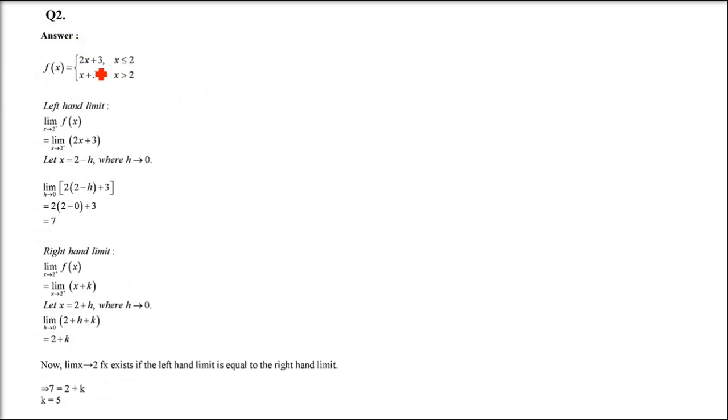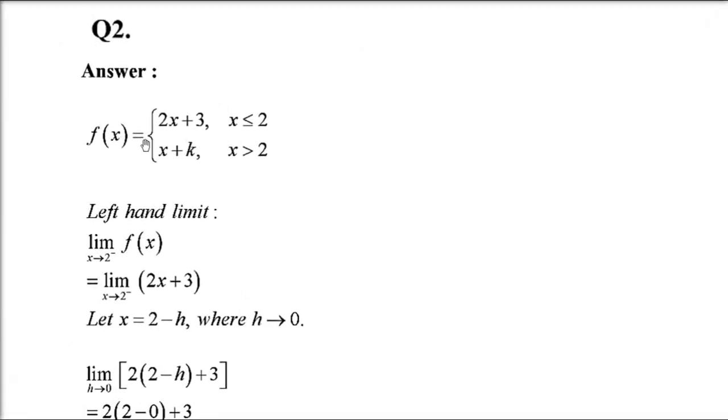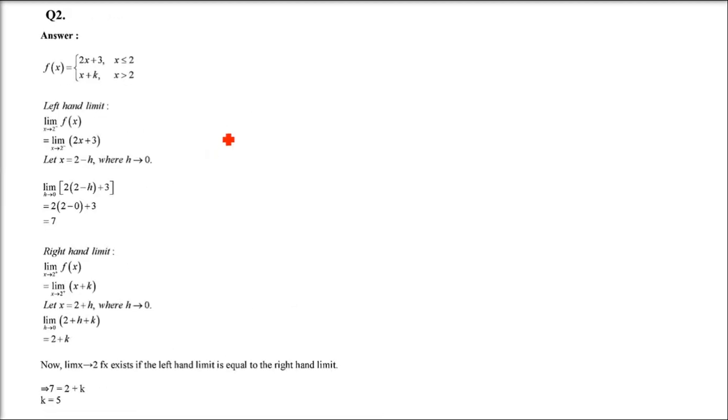Now question number 2. Find k such that the limit of f(x) as x tends to 2 may exist, where f(x) is a piecewise function. It says that if x is less than 2, f(x) is 2x plus 3, and if x is greater than 2, it is x plus k. So what is the significance? How do we perceive this question or this function?